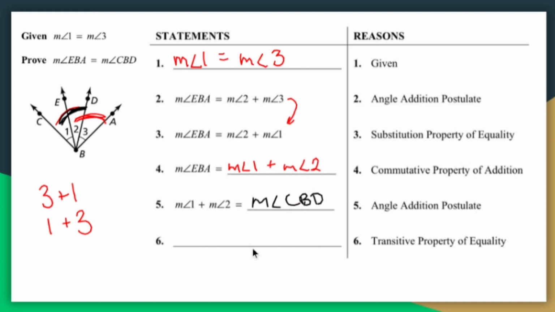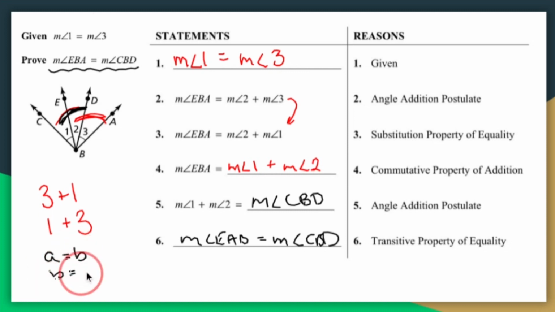And so now I'm at the very end. And what always happens at the very end? What you're trying to prove. So we could say the measure of angle EBA is equal to the measure of angle CBD by the transitive property of equality. The transitive property of equality is kind of like the law of syllogism. The law of syllogism says, hey, if A equals B and B is C, then just skip the B and go right from A to C. Transitive property is the same thing.